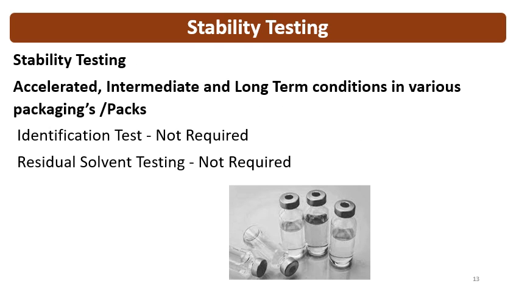In stability testing, generally, the samples stored at accelerated, intermediate, and long-term conditions are tested. And these samples may be in different packagings like HDPE bottles, blisters, and many others. So in stability testing, generally all the tests are required to be performed except the identification test and the residual solvent testing. So why are these tests not done in stability testing?